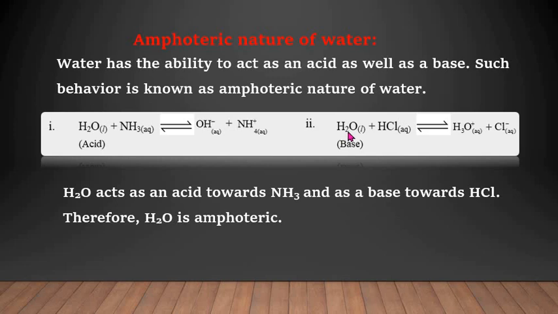So to convert H2O into H3O plus, it has to take one proton. From whom does it accept the proton? From HCl. So water acts as an acid when reacted with a base, and water acts as a base when reacting with an acid. So water has an amphoteric nature. It acts as an acid as well as a base.